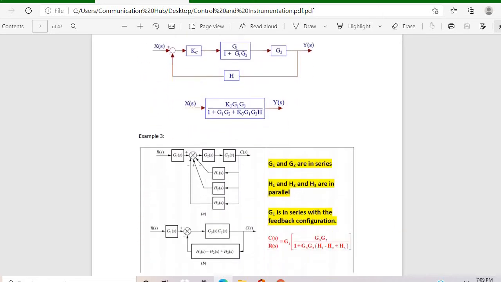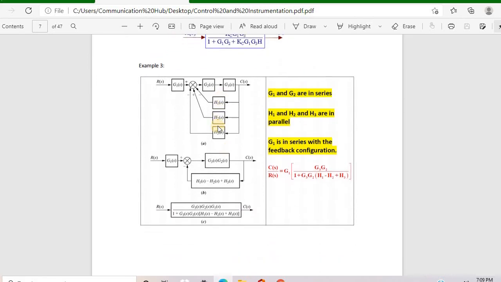And the last example, this one, look here, they are parallel and series. First of all, you have to solve this, and all of these become... So here G1, G2 are in series, H1, H2, H3 are in parallel, G1 is in series with the feedback configuration. So you just add these because this is H2 minus H1 minus H3, so I put it here. After that, you take the feedback and you easily solve this problem.